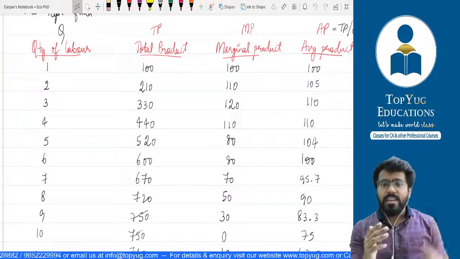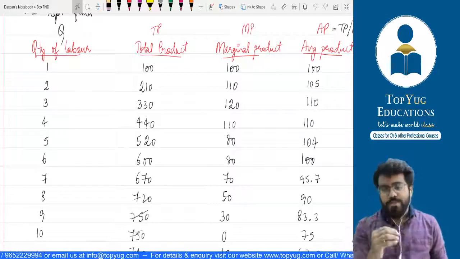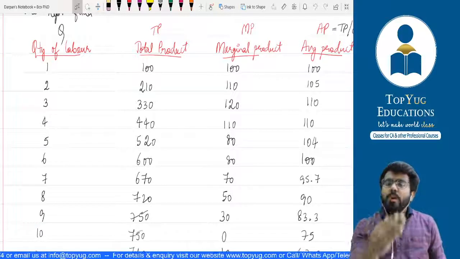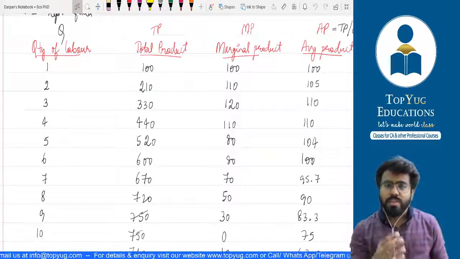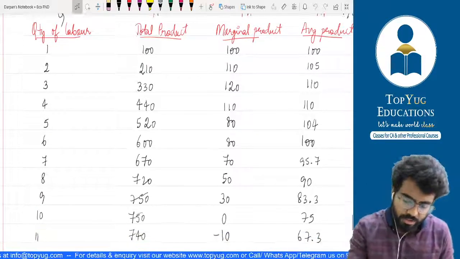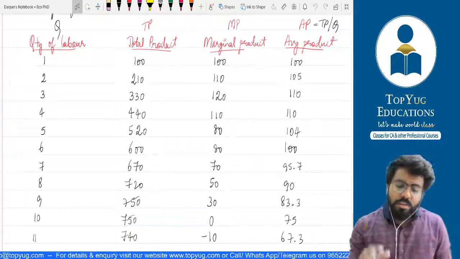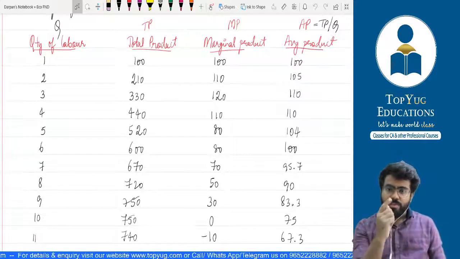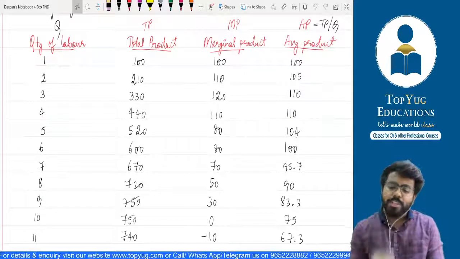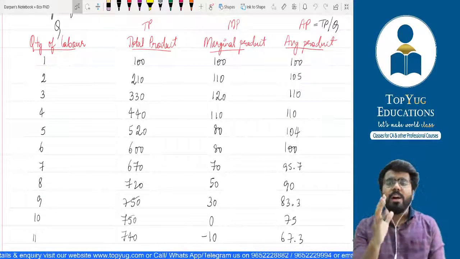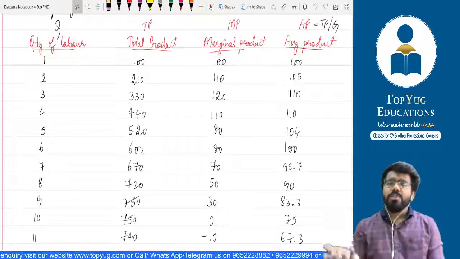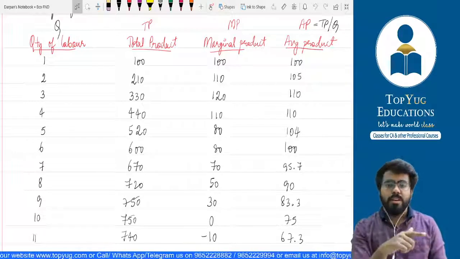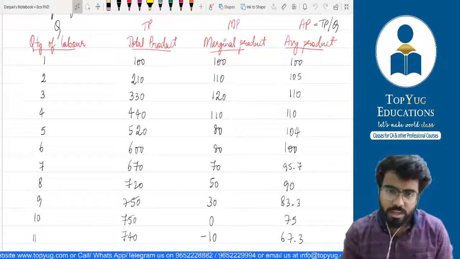So now I will analyze what will be the effect on production when I increase my units of labor. Okay? Now let's see. The first unit of labor that I employed, how much did he give me as total product? He gave me 100 as total product. Okay? What will the marginal product be? It will be 100. What will the average product be? Total product divided by the number of units of labor, that will also be 100.